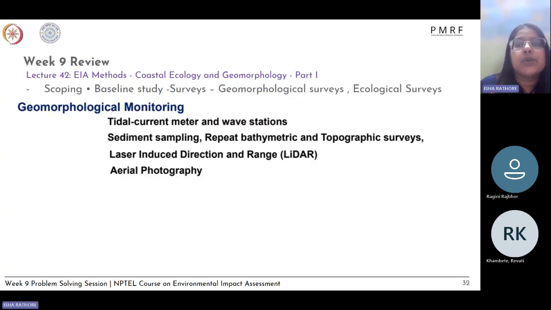Then for doing surveys, you can do geomorphological monitoring. So you have tidal current meter and wave stations. You can do sediment sampling, repeat bathymetric and topographic surveys, laser induced direction and range LiDAR, aerial photography. So all of these are methods for collecting data at site.